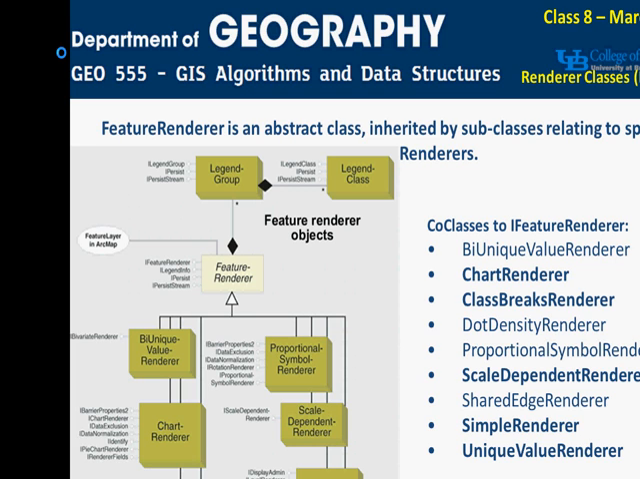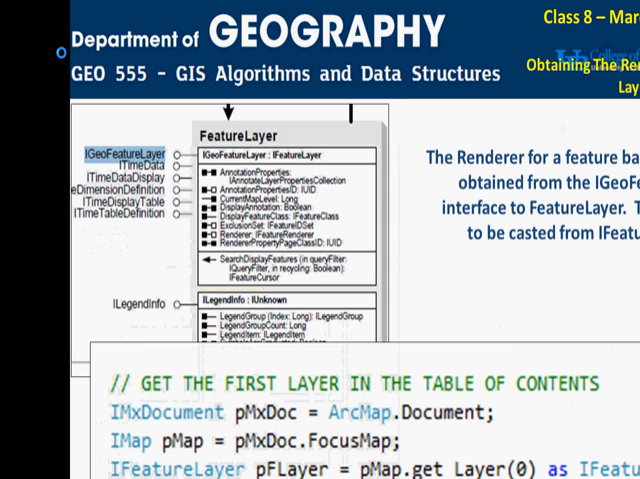A chart renderer lets you draw pie charts, usually used for demographic information or chemical sampling or something like that. There's a bunch of other renderers I don't think we'll get into here. But again, those three that I showed you are the three different types of renderers that you'll use most of the time.